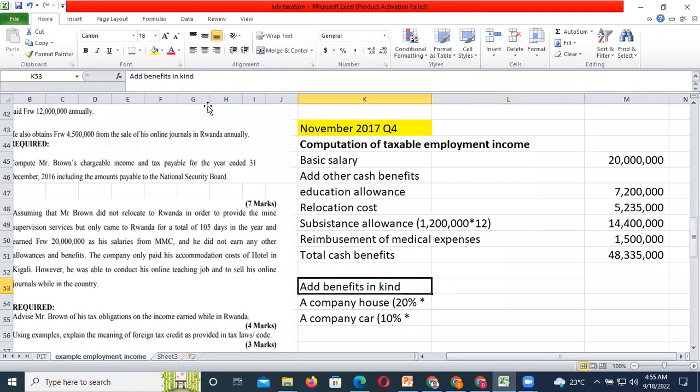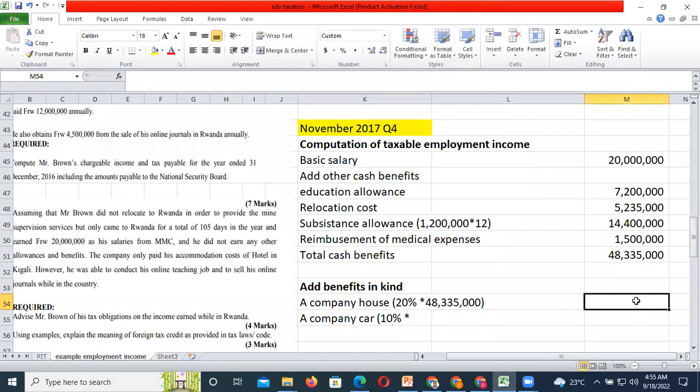Then from here I can add my benefit in kind. So I've already have 248,335. 10% times, and here it will be 10% times.